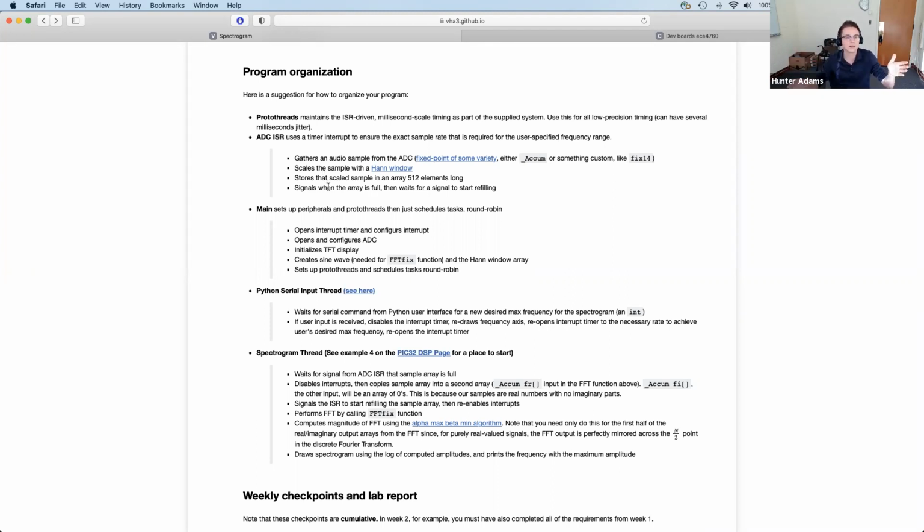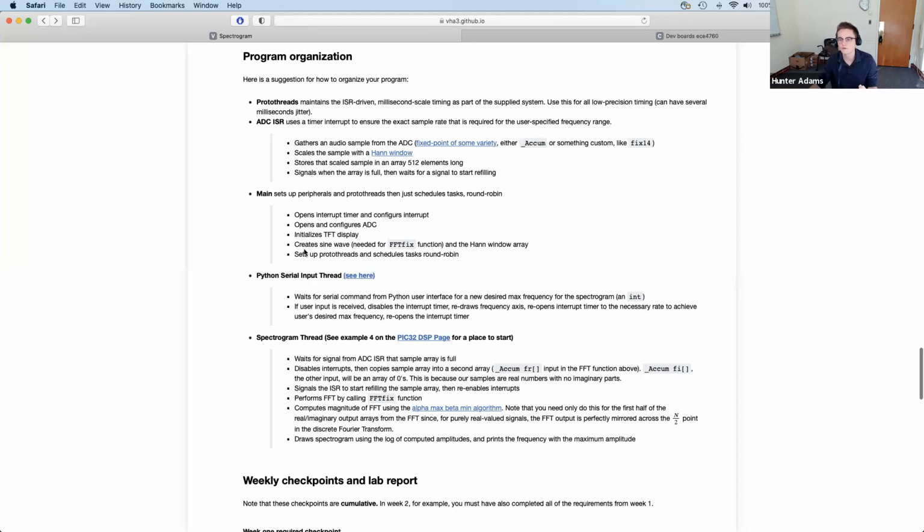And then once that array is full, you will have some logic in your interrupt service routine that stops affecting that array until it is told by a thread to continue to fill the array. And it will signal to your program that the array is full.